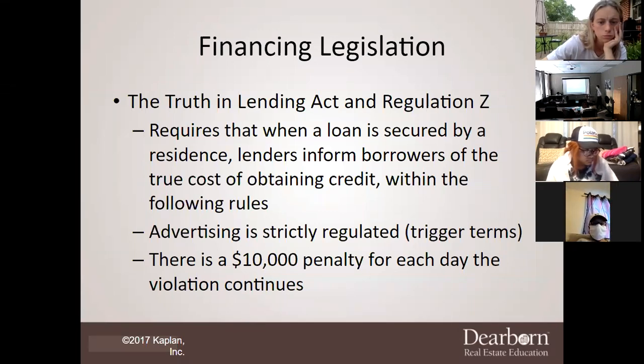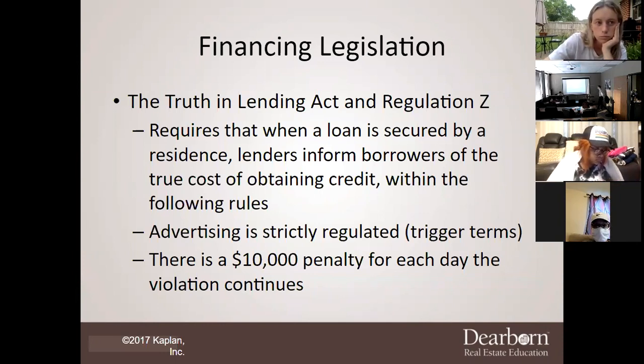The Truth in Lending Act and Regulation Z requires that a loan is secured by a residence. Lenders inform borrowers of the true cost of obtaining credit within the following rules. Advertising is strictly regulated, and there's a $10,000 penalty for each day the violation continues.